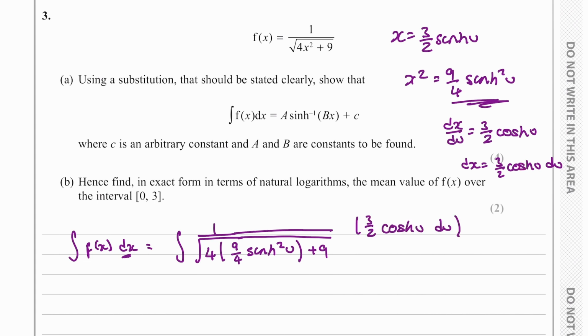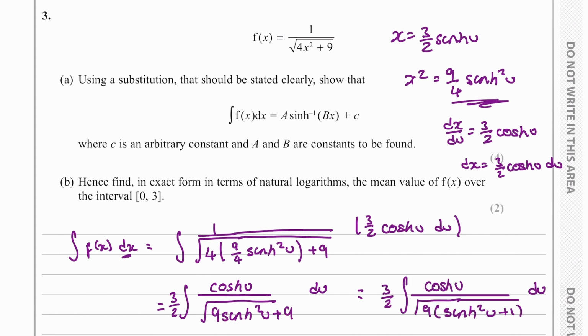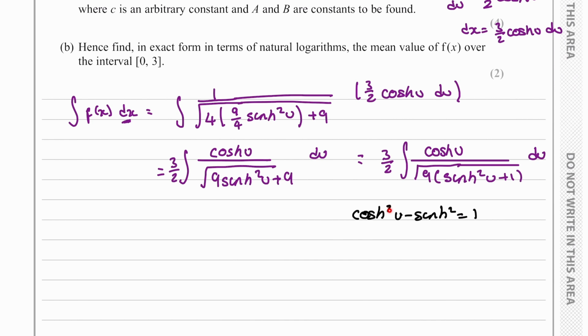Okay, so now we can tidy this up. We'll begin by cancelling out the 4's, and I'll move this 3 over 2 to the front of our integral. And then we can factor out this 9 in our denominator, so we get this. At this point, we can separate the root 9 and the root of sine squared plus 1. And we know from the identity, cos squared u plus sine squared u, that we can move the sine squared u to the right-hand side. So we can write this as cos squared u.